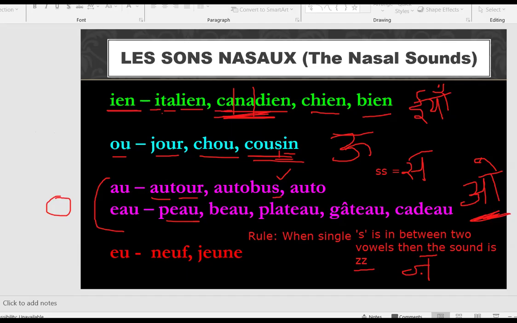Now the next combination, which is EU. This is the sound O. How do you read this? Neuf. F is pronounced, right? Yes, neuf. Sometimes students will say it differently, but it's not that. Simply neuf.